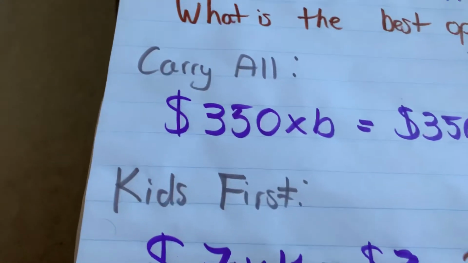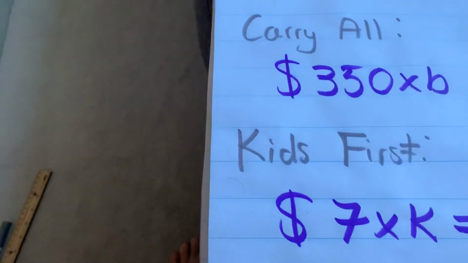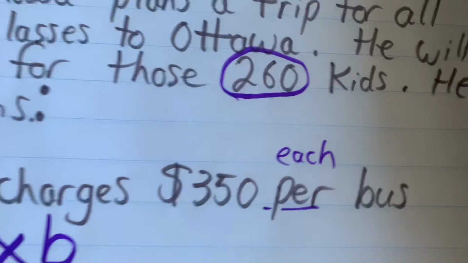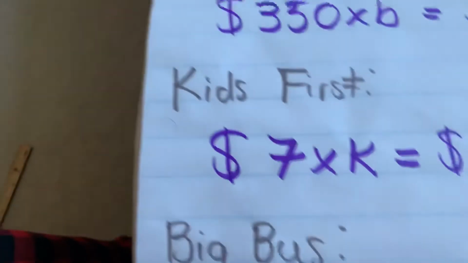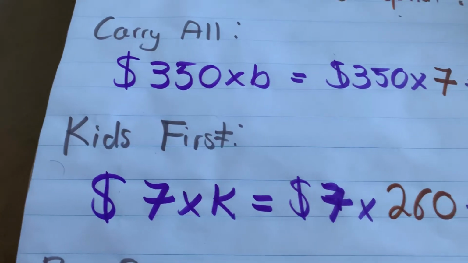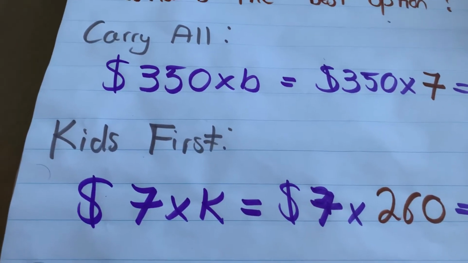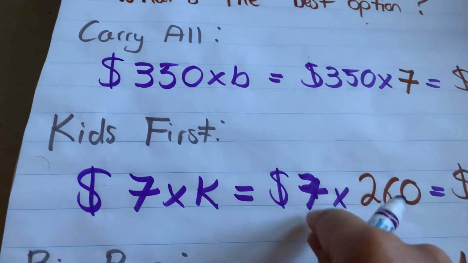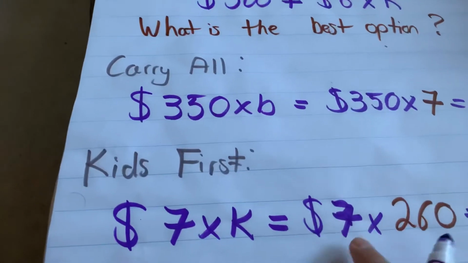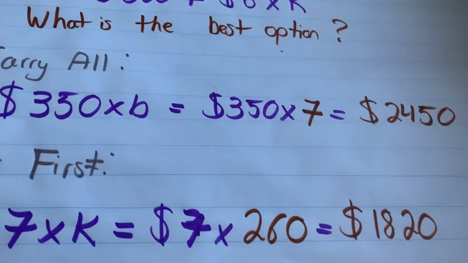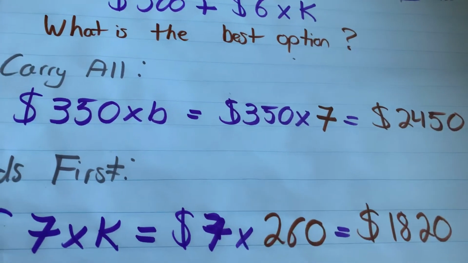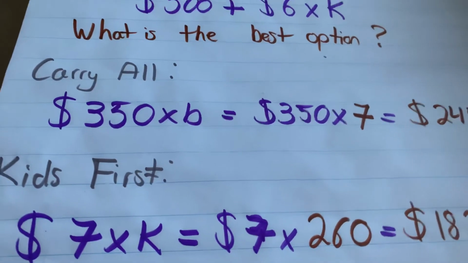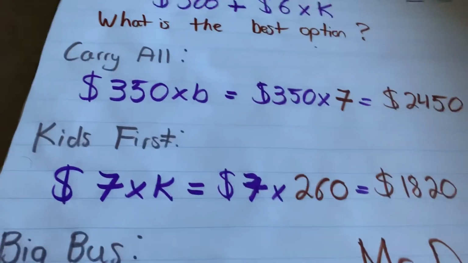Let's look at option number 2. Kids First charges $7 a kid. We have 260 kids. So we go back to our algebraic expression. We take out the K and we put in 260. Why 260? Because that's how many kids there are. Notice it's still $7. The $7 doesn't change. That's the constant. It's always going to be there. So 7 times 260 gives us $1,820. Already a lot cheaper than option A, which means option B is looking pretty good, but let's solve option C just to be sure.